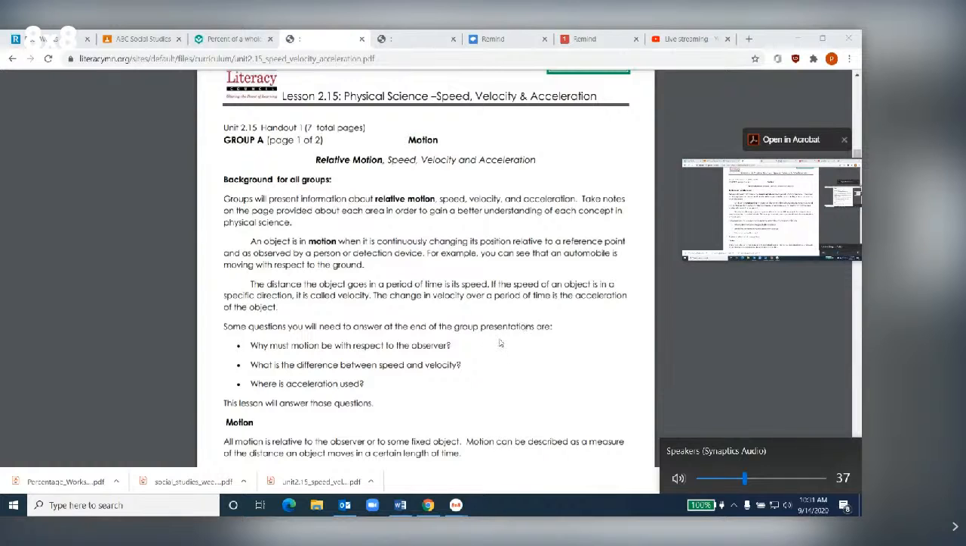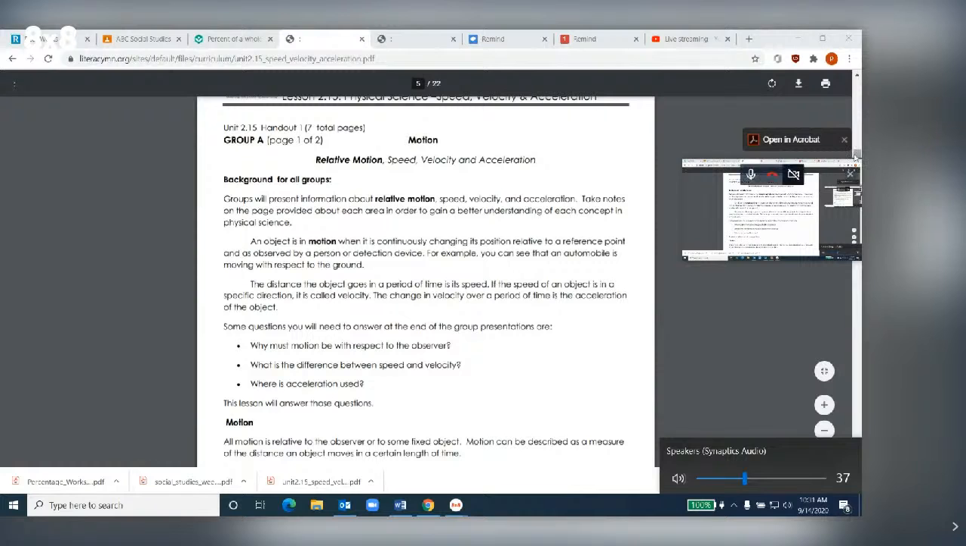Okay. So basically, think about these questions. Why must motion be with respect to the observer? What's the difference between speed and velocity? And where is acceleration used? So when we're done with this, you'll be able to answer all three of those questions.